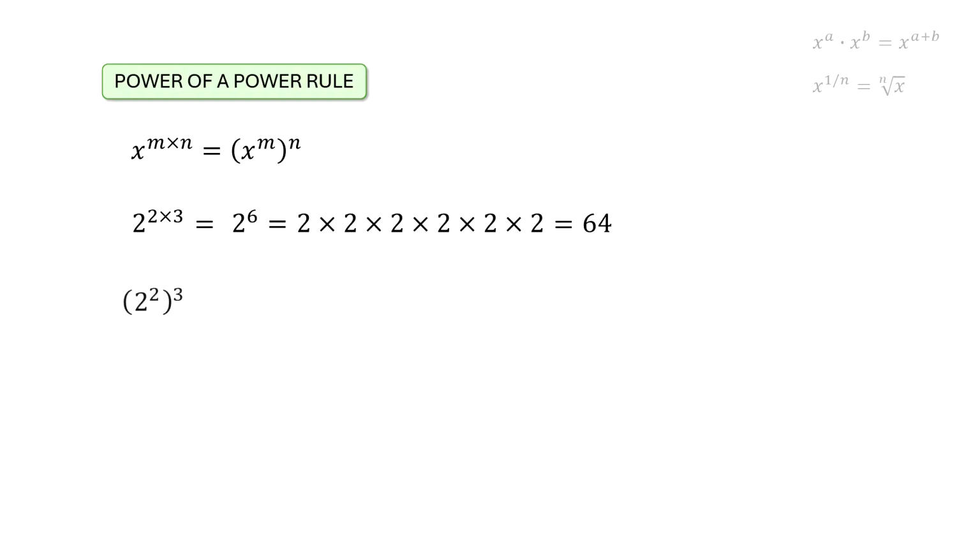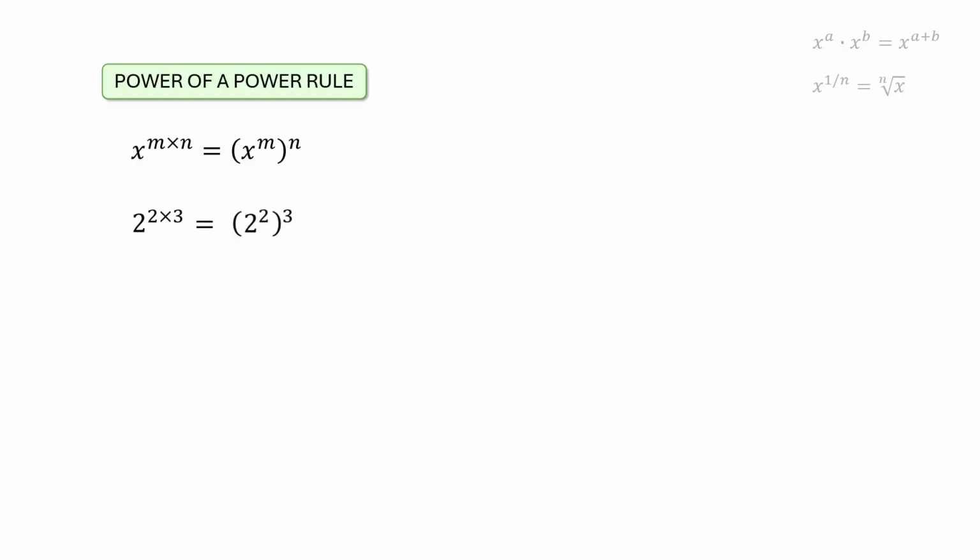Now, try the other way. In this case, first you must solve what is in parentheses. 2 raised to power 2 is 4. 4 raised to power 3 is 4 times 4 times 4, which gives the result 64, thus proving that these two terms are equal.